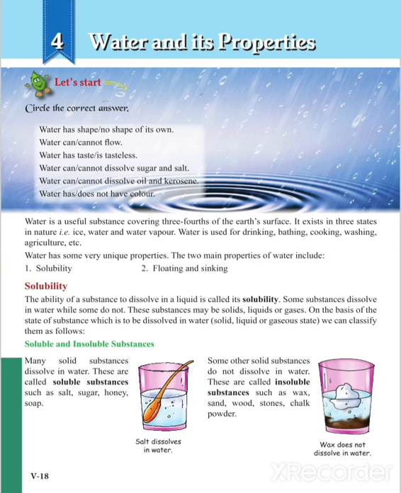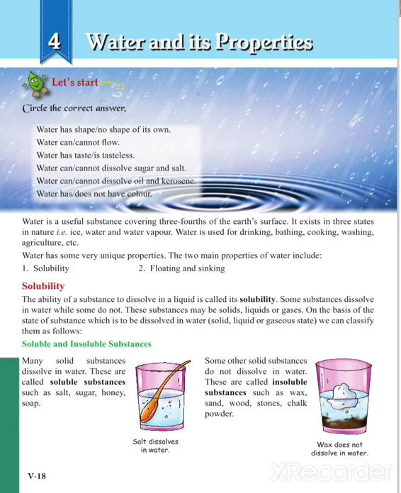We use this water in many ways. It is used for drinking, bathing, cooking, washing and agricultural purposes. Water has some unique properties. The two main properties of water include solubility, and floating and sinking.